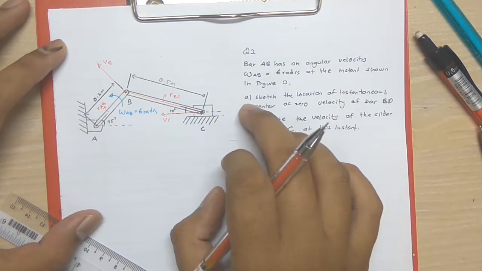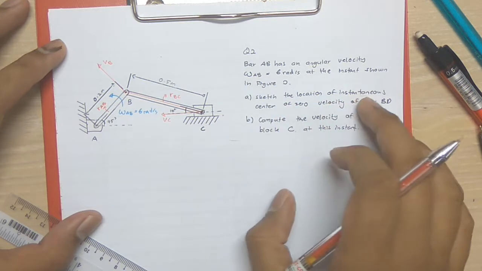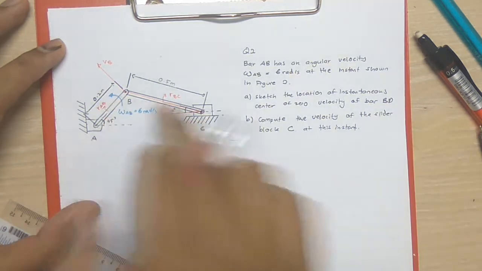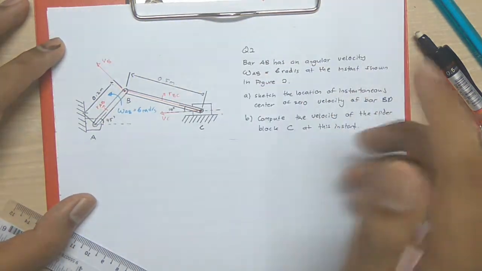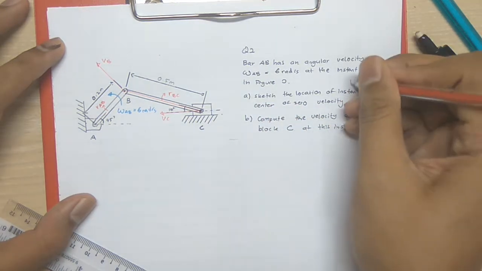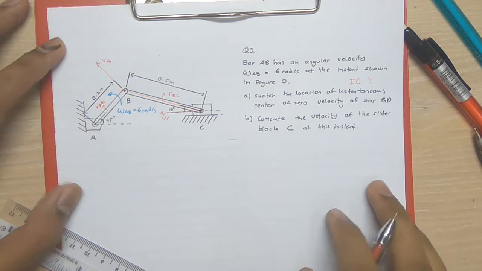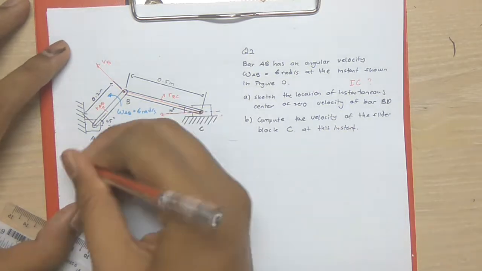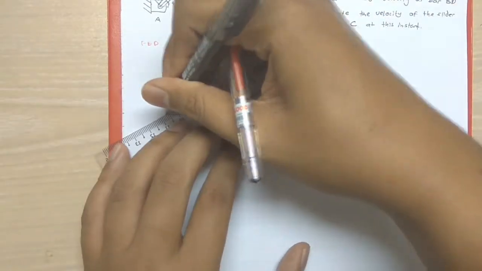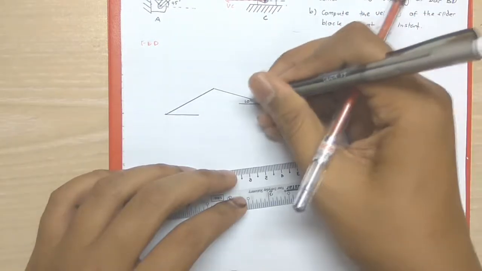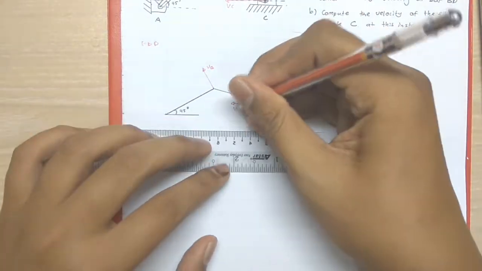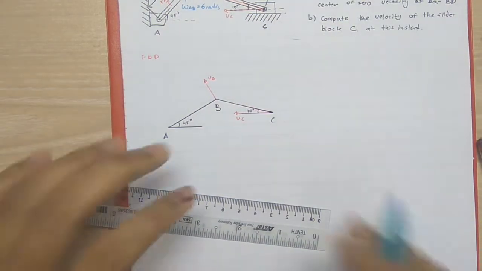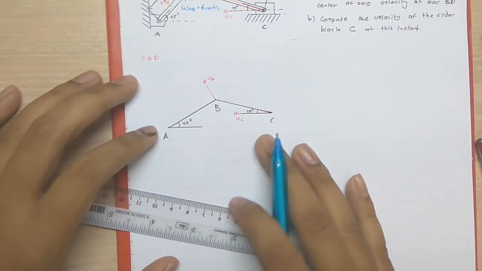They ask in part A to sketch the location of the instantaneous center of zero velocity of bar BD. That means BC, D, around here. They want the IC. What is the IC? First I will draw the FBD. I have drawn the FBD diagram.